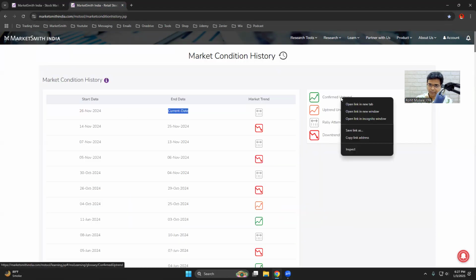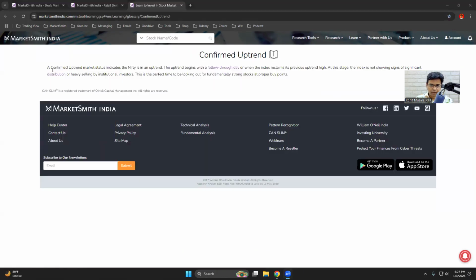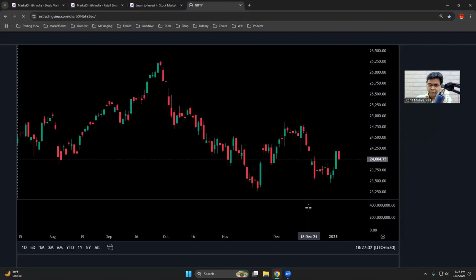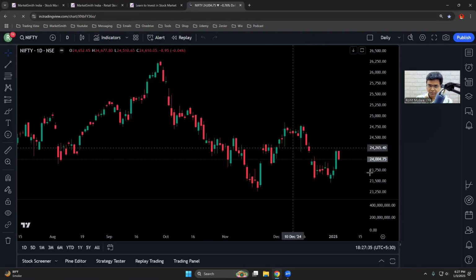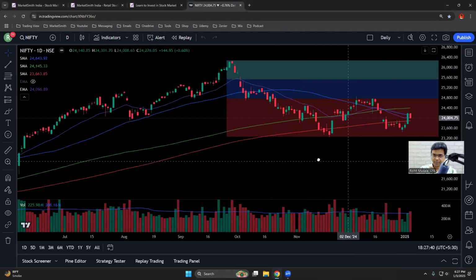So if I click here, I will right click here, open it in a new tab. Okay, let me explain what they have written here. A confirmed uptrend market status indicates the Nifty is in an uptrend. Okay, so let's open the chart of Nifty. Now, by no means is the Nifty in an uptrend. If you look at the chart, this doesn't look like an uptrend. Okay, so this is the chart of Nifty.